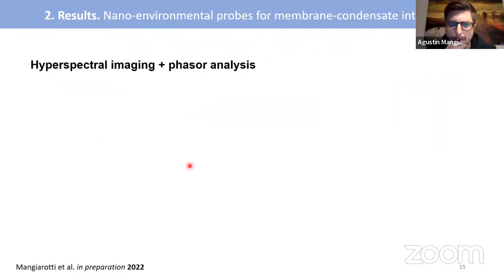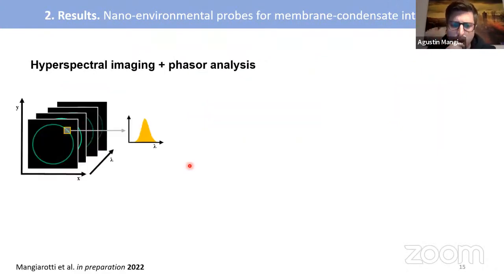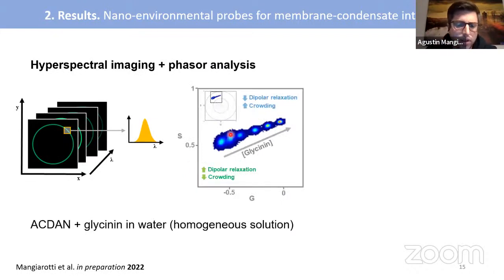And these probes respond to dipolar relaxation of the solvent. So we use hyperspectral imaging and phasor analysis, also FLIM. And this is an example. So when you have this protein in water with Prodan at different concentrations, the solution is homogeneous, just in water. And if you increase the concentration of the protein, this is how the spectral phasor plot looks like.